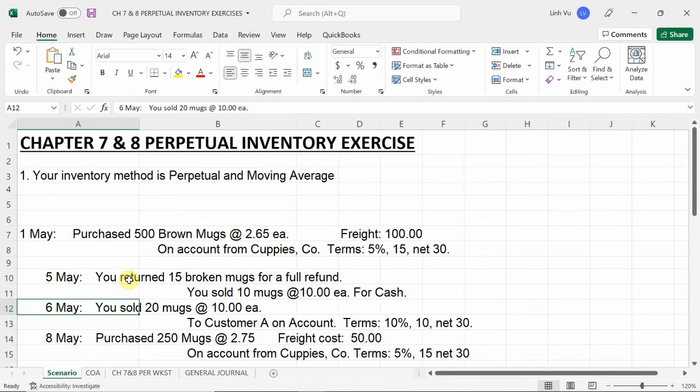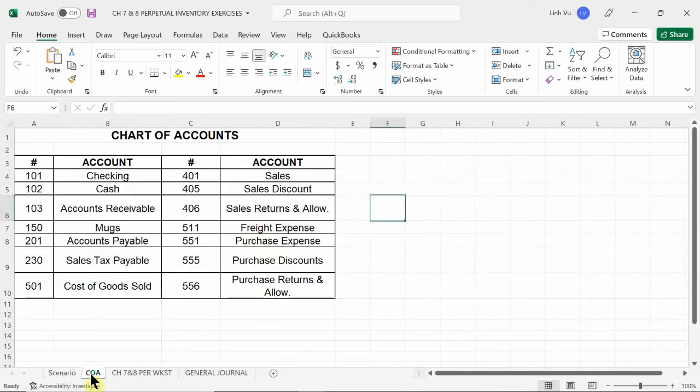Number 1 says your inventory tracking method is going to be perpetual, and we're going to be using moving average. So a nice, easy way to start off with our inventory. Okay. So in this case, on May 1st, okay, we purchased 500 brown mugs at $2.65 each with a freight of $100 on an account from Cuppies Co. And they gave us terms of a 5% 15 net 30. Okay. So in this case, right, let's practice journalizing first.